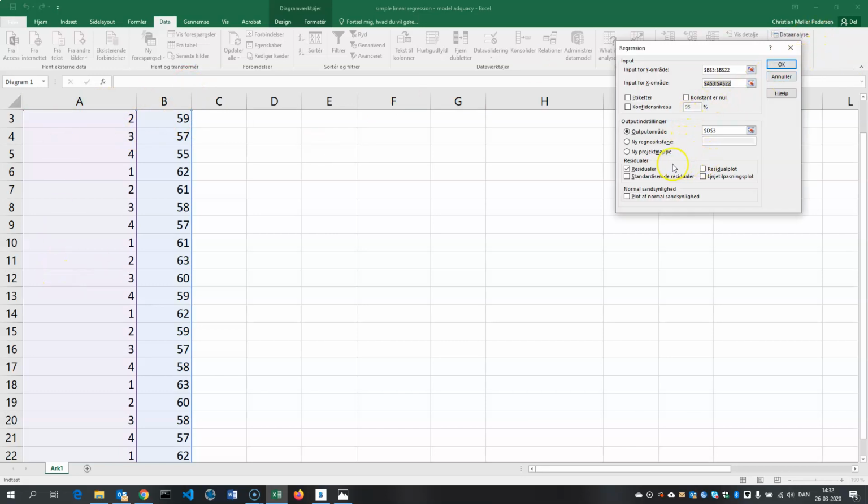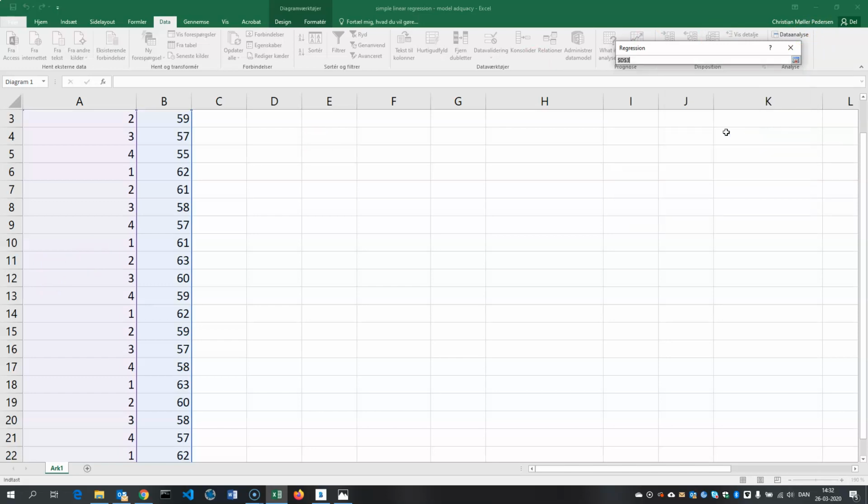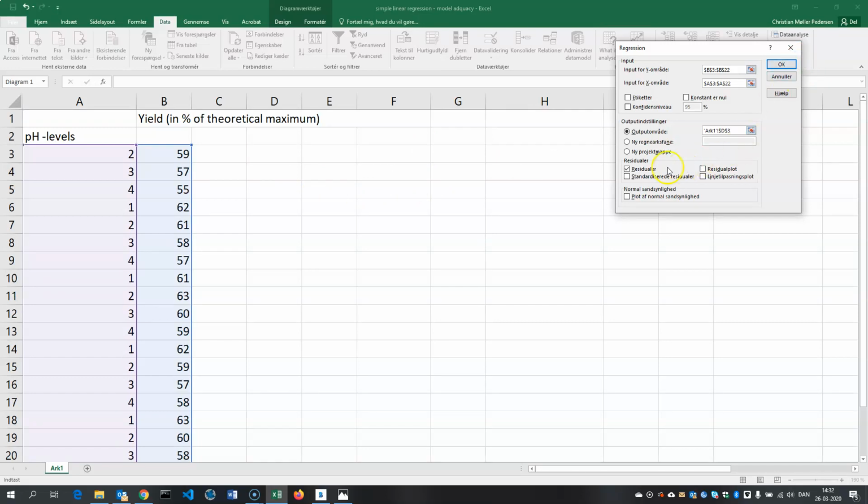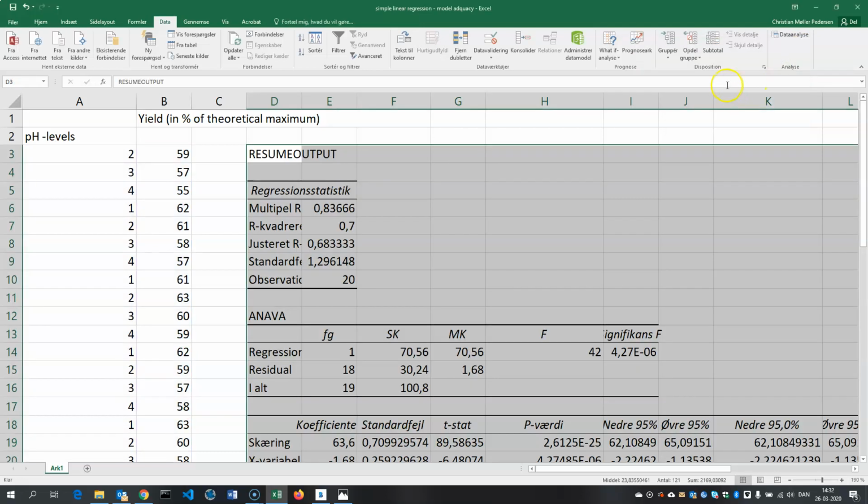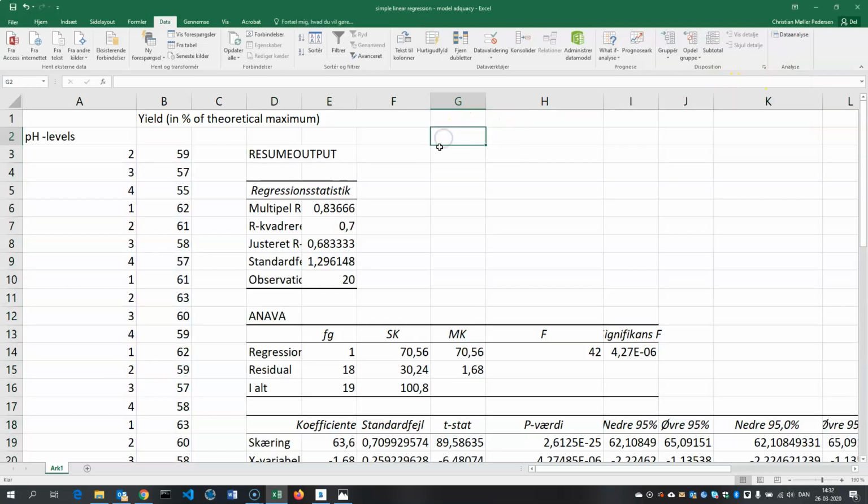And I'd like the thing to be displayed here, the output, and I choose to see the residuals this time. So let's click OK and see what's going on. So here we have the output.